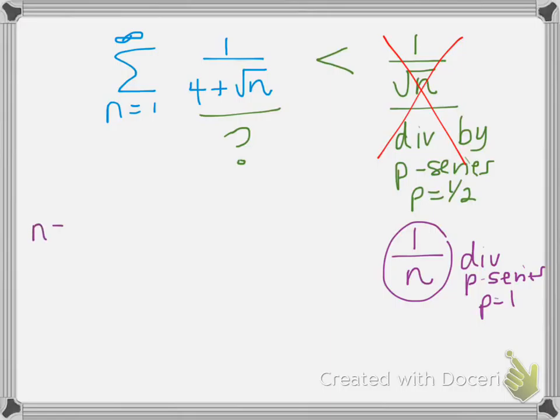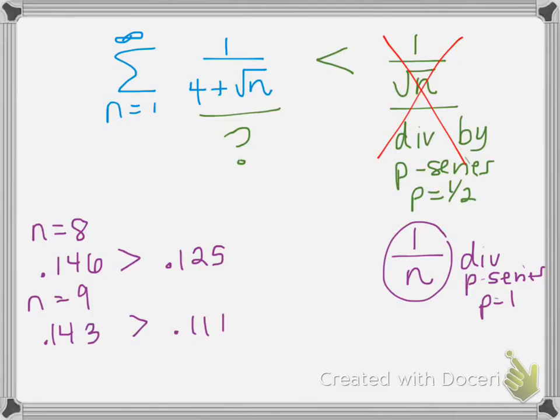So I'm going to start with n equals 8, and I'm going to plug it into both functions. So the first one is 0.146, and the second one's 0.125. And I find out that the 0.146 is bigger. Let's go ahead and plug in n equals 9. I get 0.143 and 0.111.